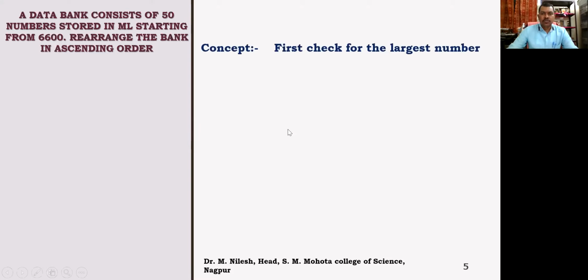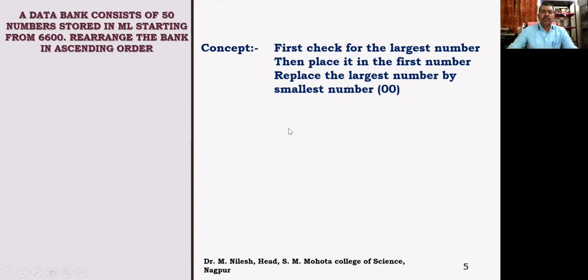Let us try for this. So first check the smallest number, then place it in the first position, and replace the smallest number by FF. Now here there is a little bit of a mistake; we have to search for the smaller number, then arrange it accordingly, smaller to large, right? So we'll be checking for the smaller number first, and then put that smaller number in the first place, and then we'll replace that smaller number with the largest number, that is FF. So we are going to change this.